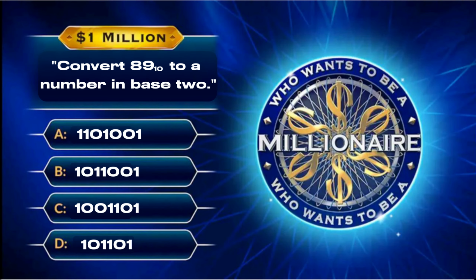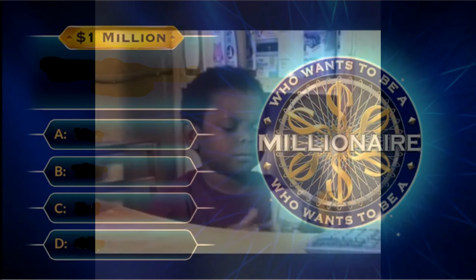Your next question, for $1 million, convert 89 base 10 to a number in base 2. Your options are 1101001, B, 1011001.